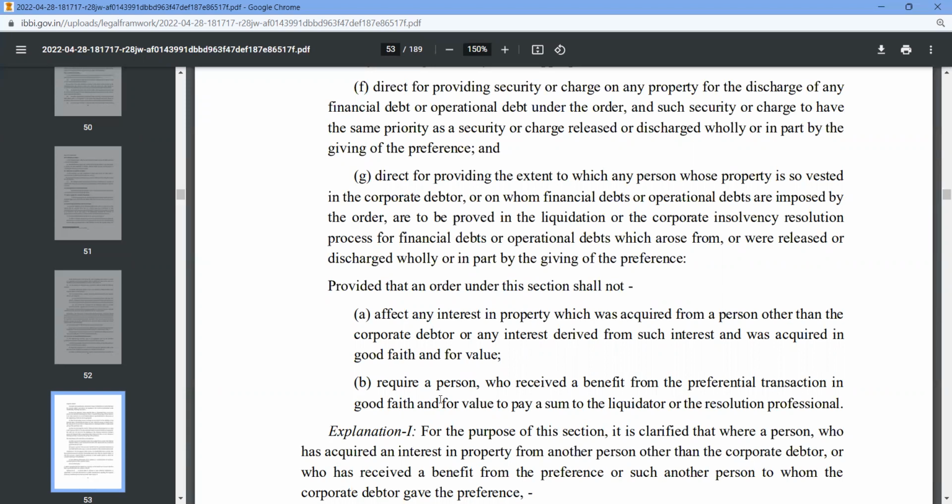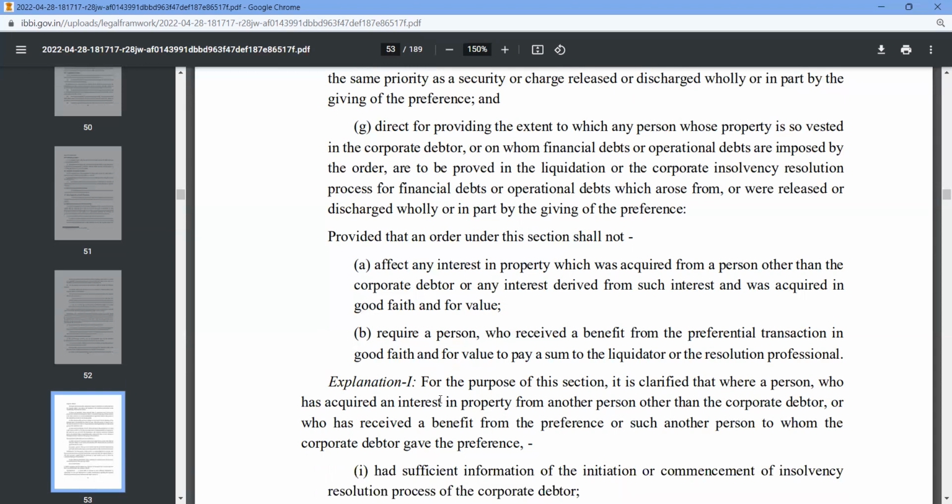Okay? What is the logic behind this? The logic is, a corporate debtor transferred a property to C. C took some value and transferred it to D. So naturally that amount or the property or the value is still lying with C. So from C the amount will be recovered. What is the point in recovering from D, who has acquired in good faith and for value? Take it, because the amount lies with C. So in case it was done in good faith and it was acquired for value, then it will not be affected.